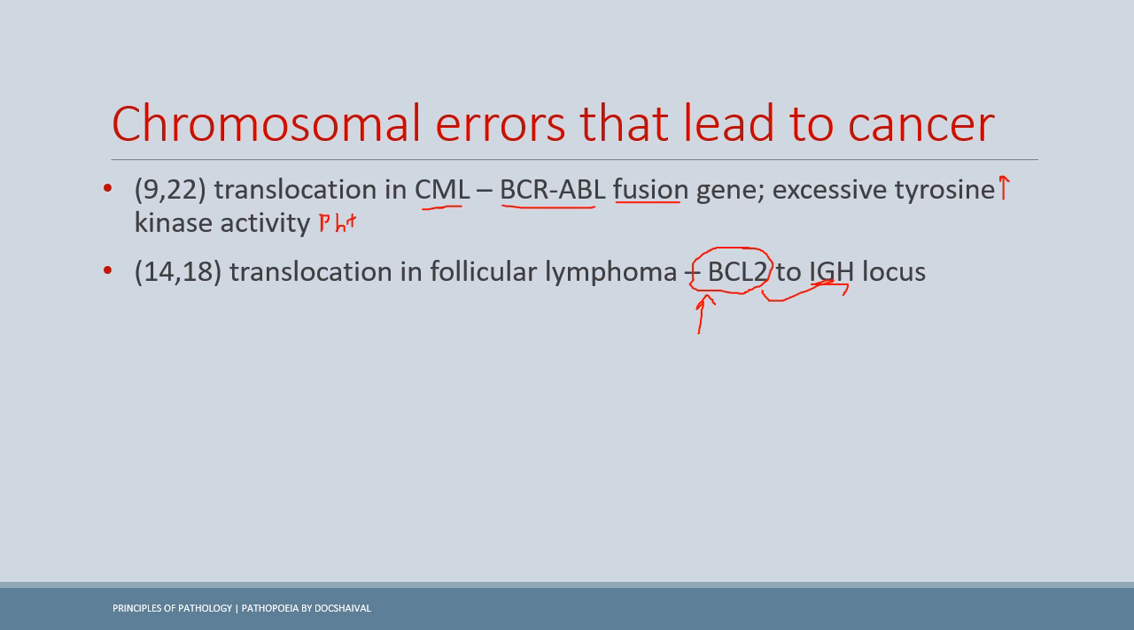Okay, so these were the examples for the chromosomal errors that lead to cancer. With this, guys, we have concluded our lecture on the molecular mechanism of carcinogenesis. We are still left with microbial and chemical carcinogenesis and some carcinogens, which we will discuss in our next lecture. And up till then, bye.